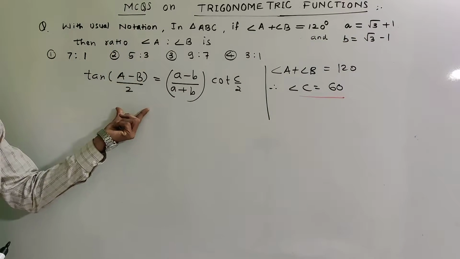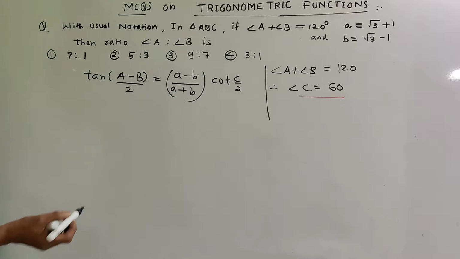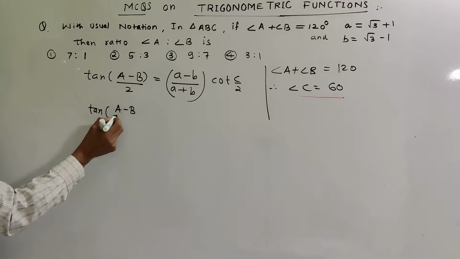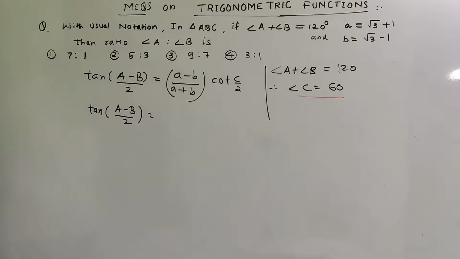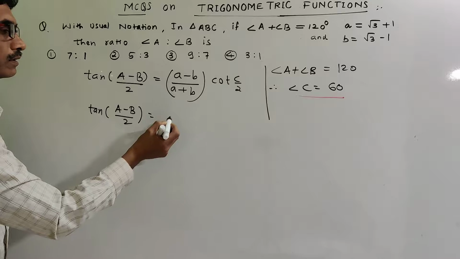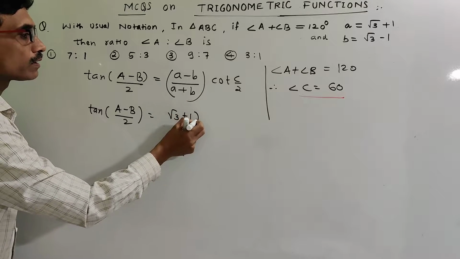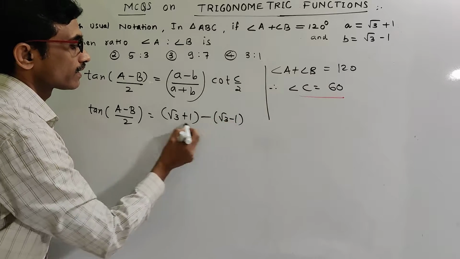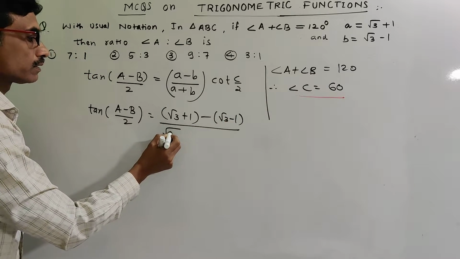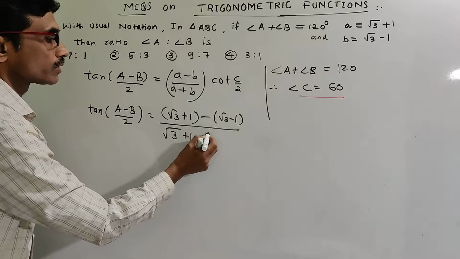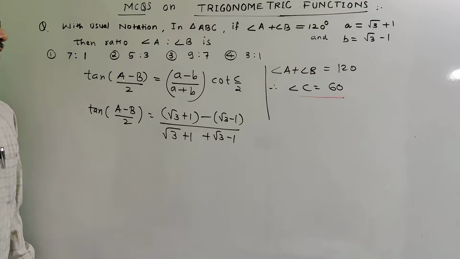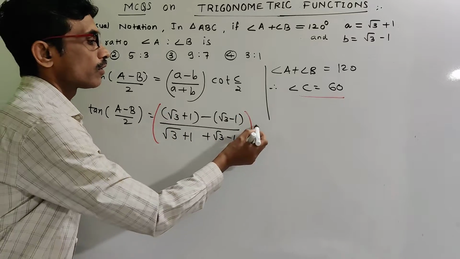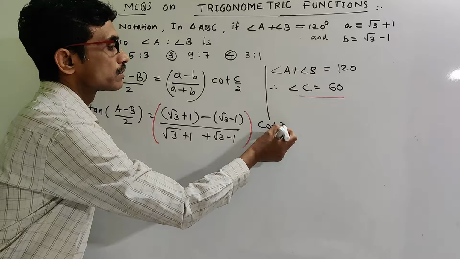As we have C equal to 60 and a and b are given, we can get tan of (A minus B) upon 2, and from that we will get A minus B. So tan of (A minus B) upon 2 will be equal to (root 3 plus 1 minus root 3 minus 1) upon (root 3 plus 1 plus root 3 minus 1), and this whole term is multiplied with cot of C by 2, that is cot 30.